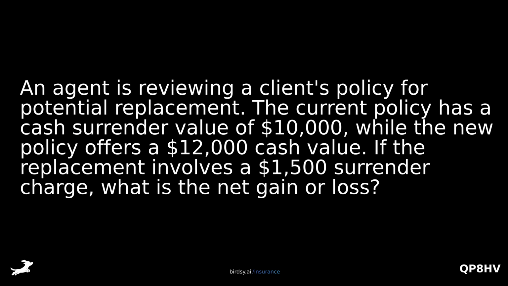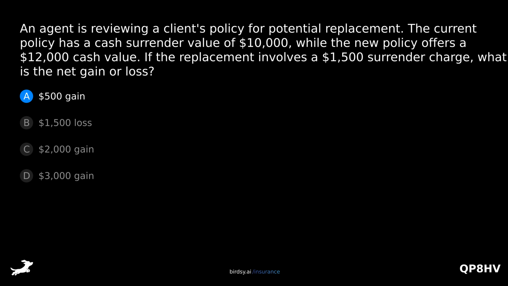An agent is reviewing a client's policy for potential replacement. The current policy has a cash surrender value of $10,000, while the new policy offers a $12,000 cash value. If the replacement involves a $1,500 surrender charge, what is the net gain or loss? Is it A, $500 gain? B, $1,500 loss? C, $2,000 gain? Or D, $3,000 gain? The answer is A, $500 gain.